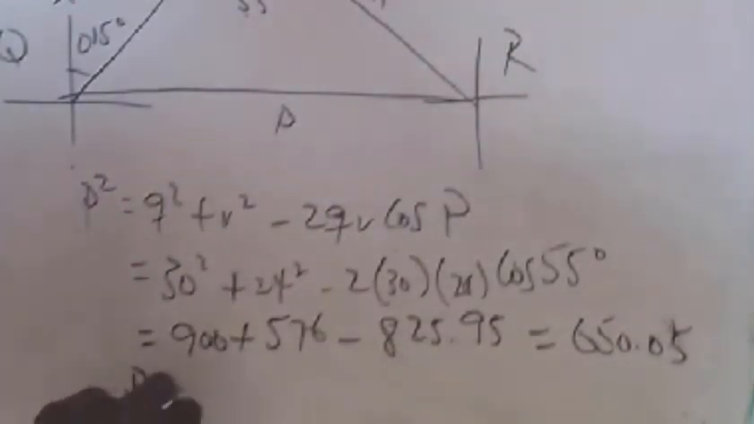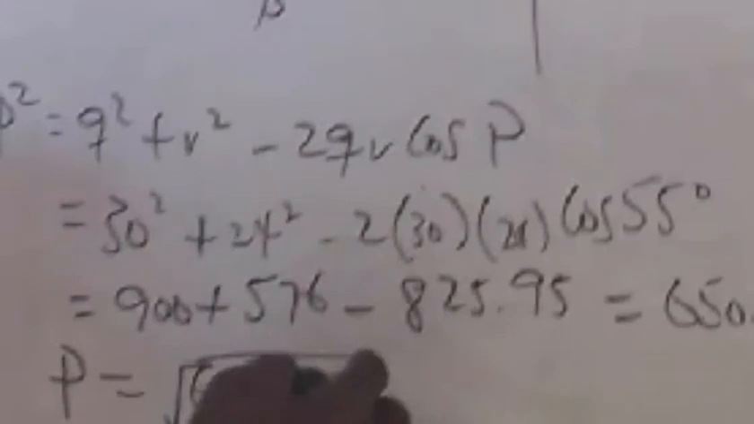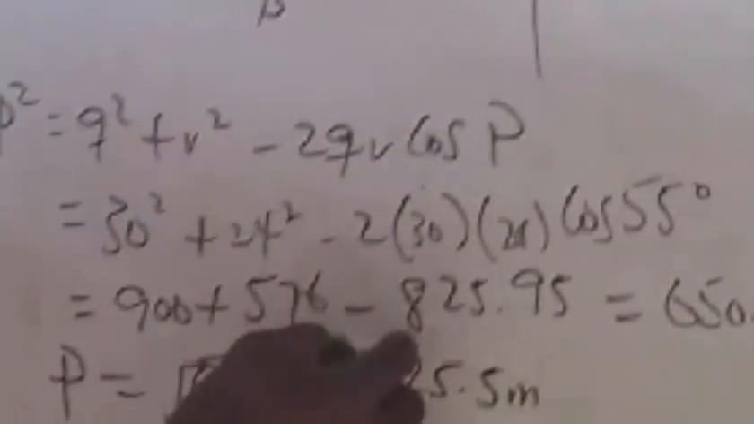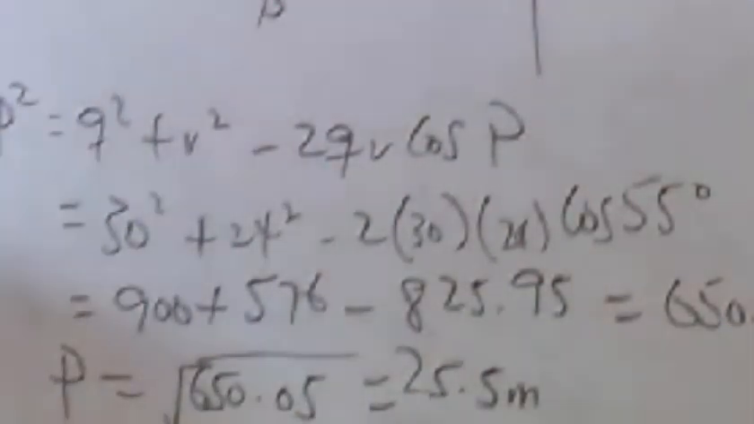It means that p is equal to the square root of 650.05. Leaving the answer to be 25.5 meters. Now, that is for A.